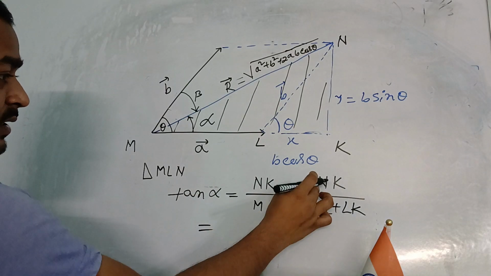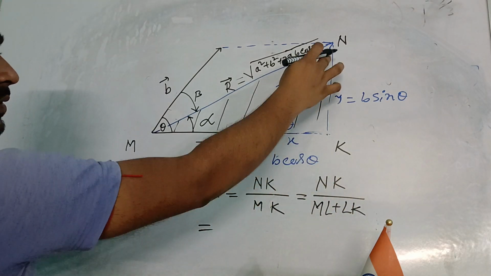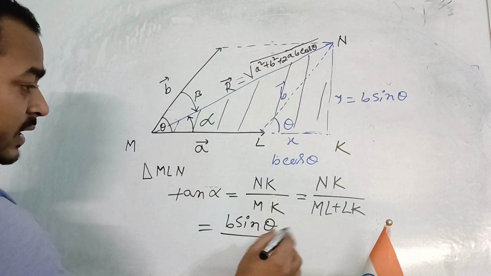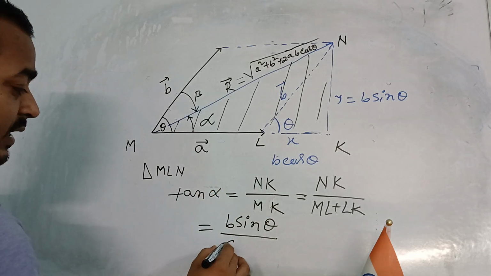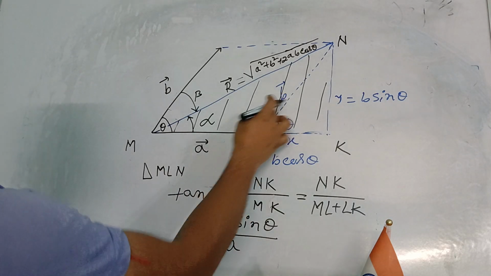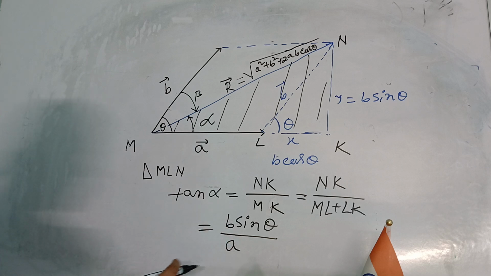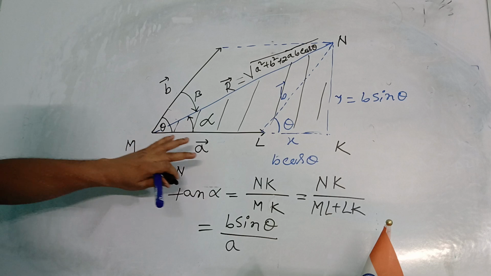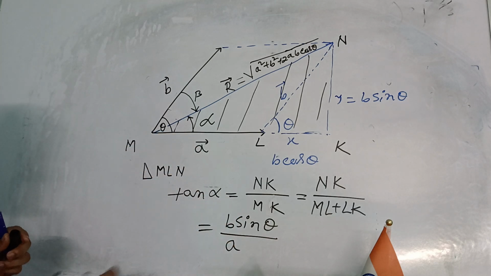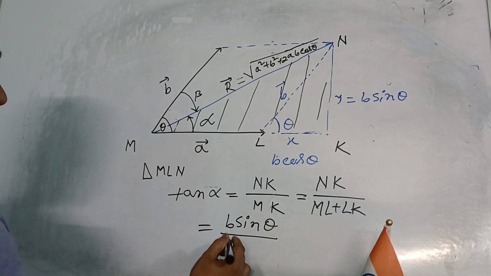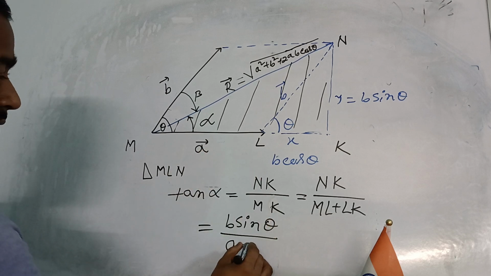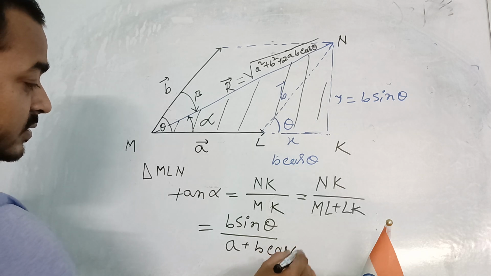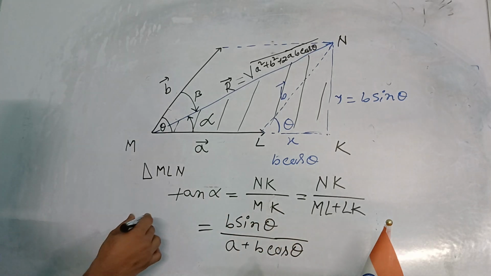Now, what is the value of NK? NK is B sin theta. And ML is equal to A. Remember, it is A vector and B vector, so why are you writing B and A here? Because we are taking the magnitude. So this is A plus LK. What is the value of LK? It is B cos theta. So we are getting tan alpha.